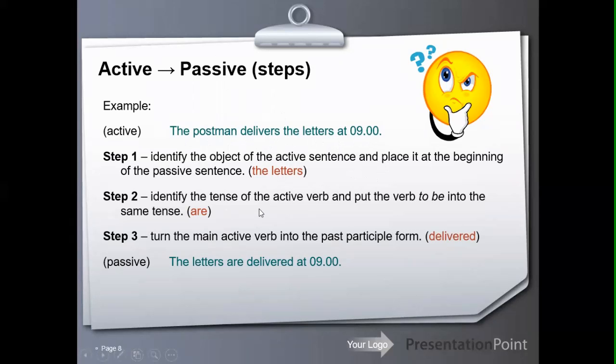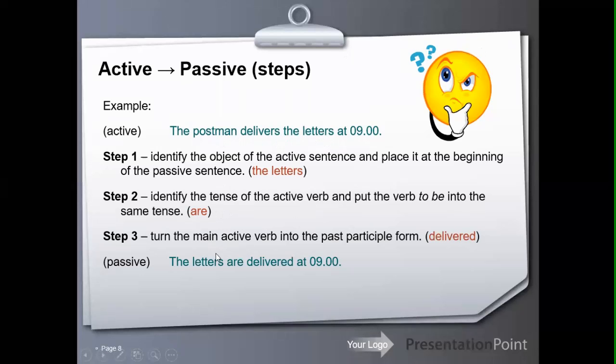And step 2, identify the tense of the active verb and put the verb to be into the same tense. So again, let's check the example here and read it. The postman delivers the letters. So our sentence is in the present simple form. So we're going to use present simple form of be, which is are, because our object here is plural.